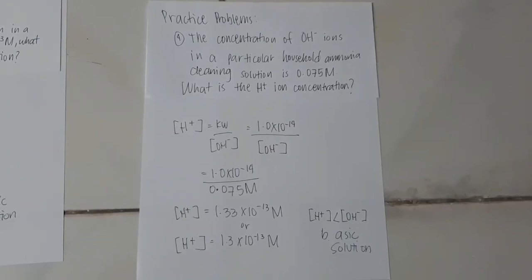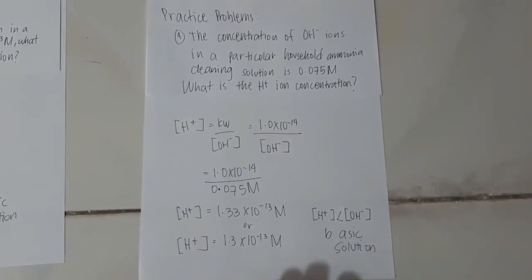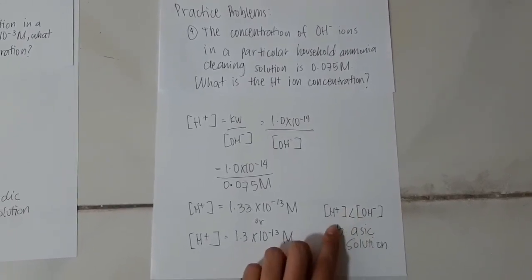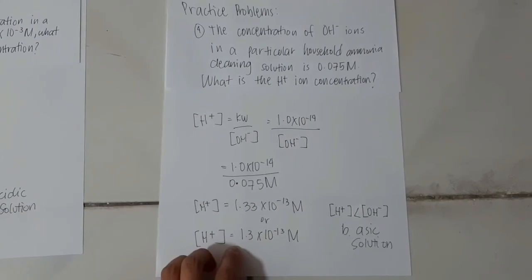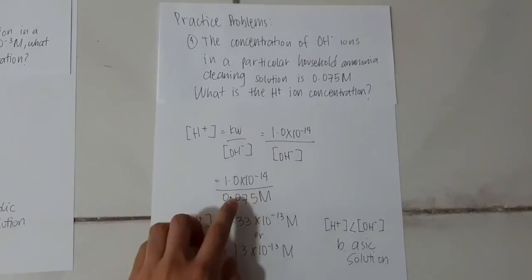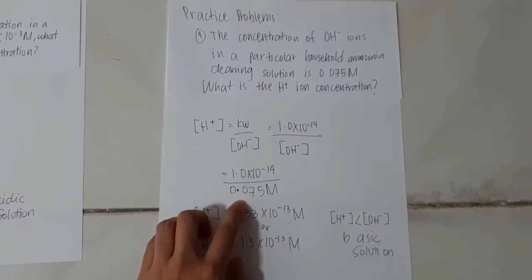Problem number 4 is a basic solution because the hydroxide ion is greater than the hydrogen ion. The hydrogen ion is only 1.3 times 10 raised to negative 13, while the value of the hydroxide ion is 0.075 molar.